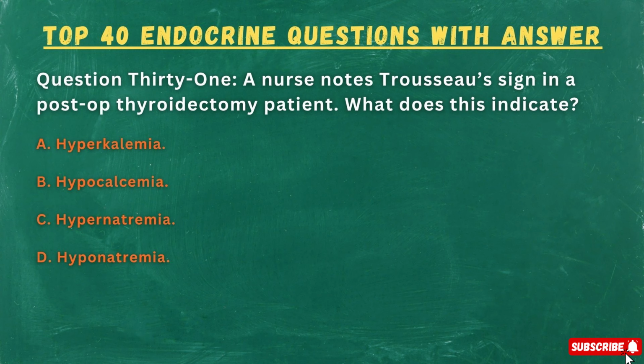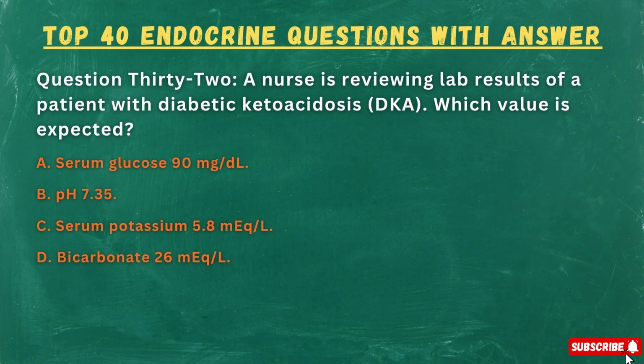Question 31. A nurse notes Trousseau sign in a post-op thyroidectomy patient. What does this indicate? A. Hyperkalemia. B. Hypocalcemia. C. Hypernatremia. D. Hyponatremia. Answer: B. Hypocalcemia.